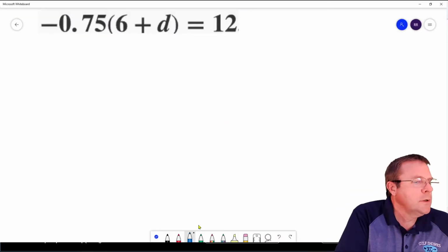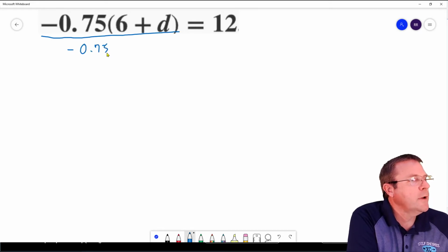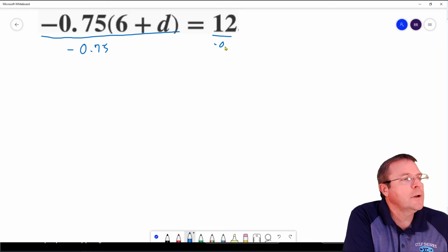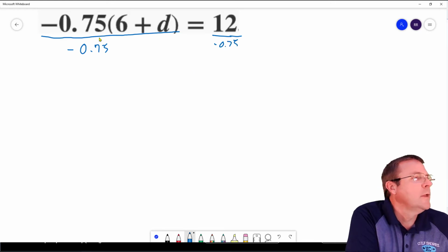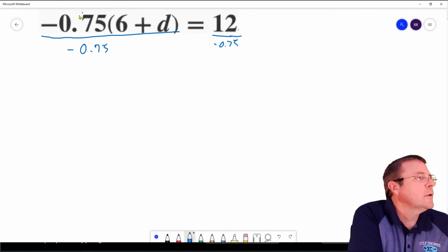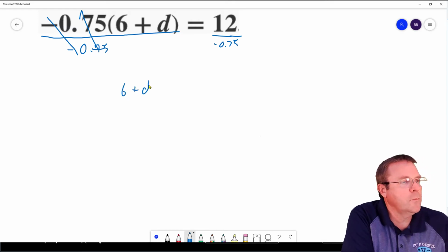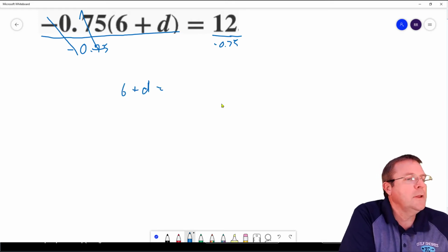I think I'm actually going to do it the method 1 way, where I'm going to start off by dividing both sides by the 0 and 75/100ths, which is a negative number, negative 0 and 75/100ths. These divide out becoming 1. Whoops, that wasn't supposed to happen. Divide out becoming 1. Negatives divide out, and 1 times 6 plus d, that's just going to leave us with 6 plus d is equal to.